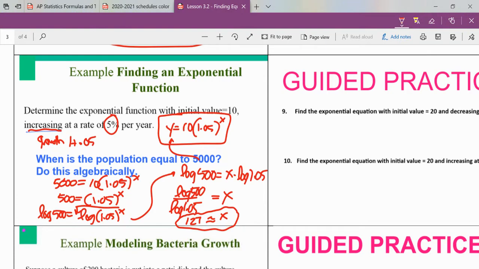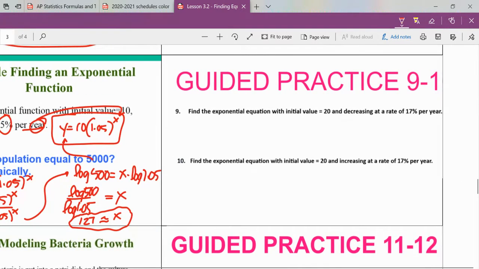So the question says, when is the population equal to 5,000? Well, again, this is per year. So it's 127 years from now. Right? So whatever the year is, 2020, add 127 years to it. So 2147.